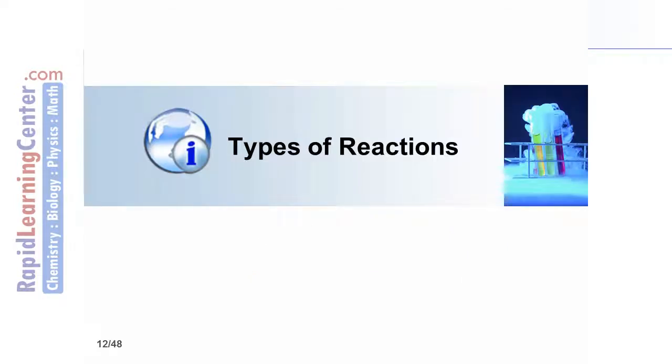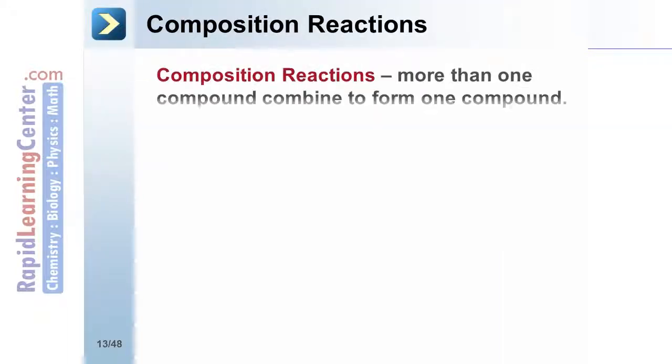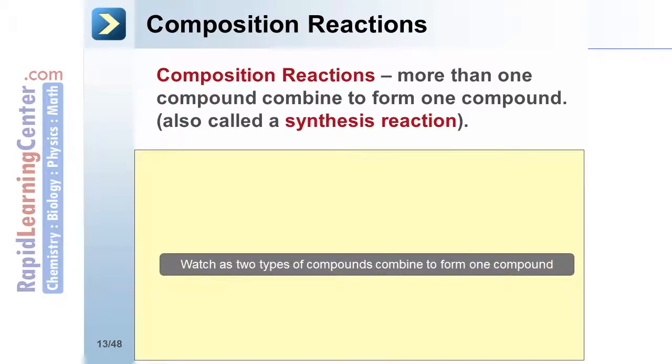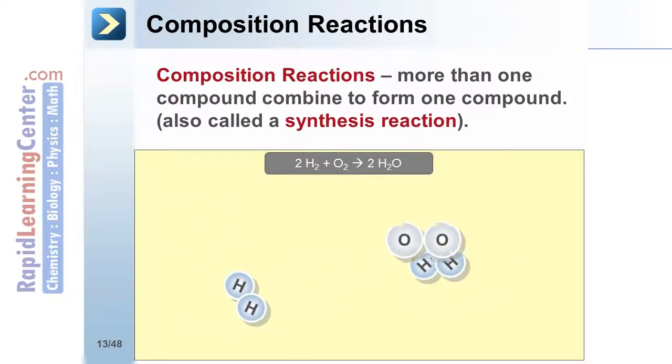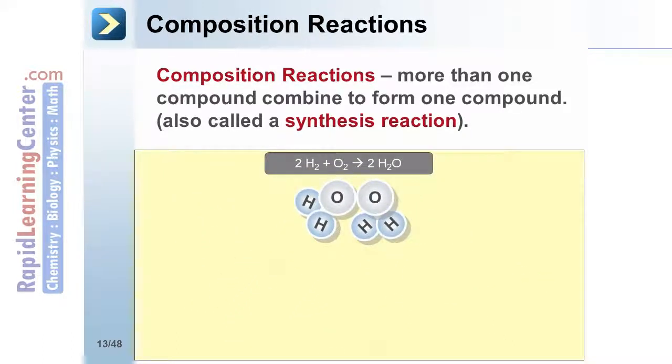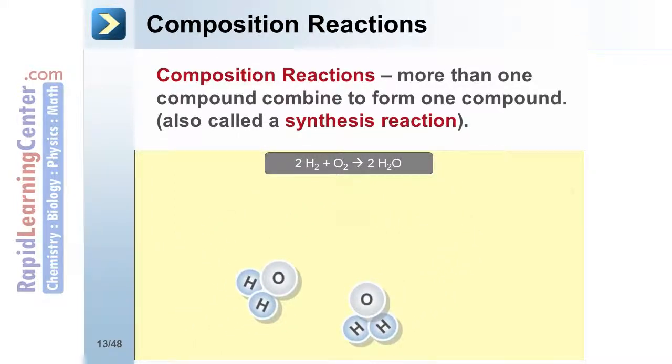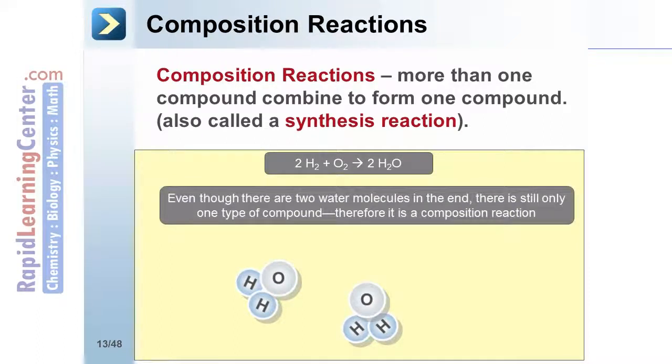What are the different types of reactions? Composition reactions, also known as synthesis reactions, combine more than one type of matter into one type. For example, hydrogen and oxygen molecules combine to form water molecules. Even though there are 2 water molecules in the end, there's still only one type of compound. It's still a composition reaction.